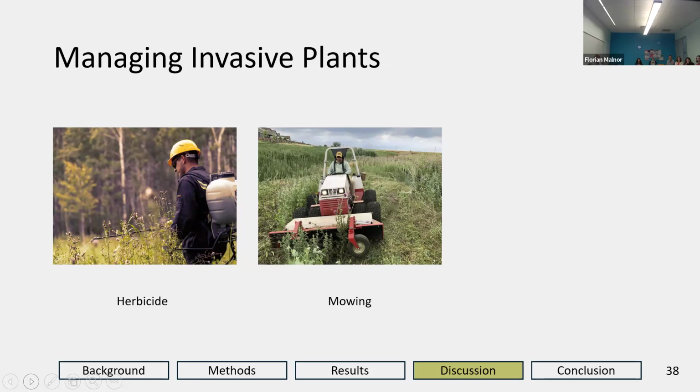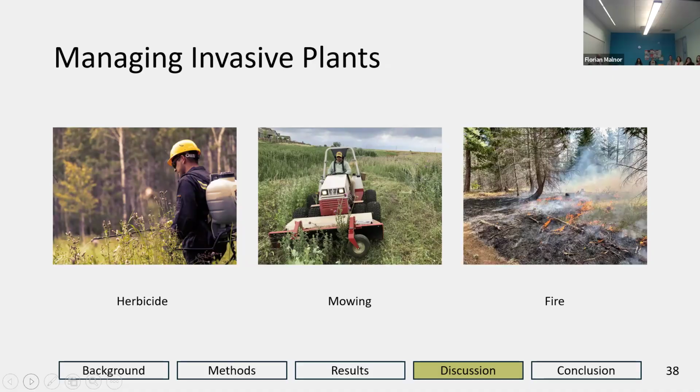But some other important things to consider is that you do have to mow every year if you're doing this strategy, just to keep the invasive plants from spreading. And also it's very important to clean the machinery between uses, because you don't want to be spreading invasive plants from one site to another from that mower.